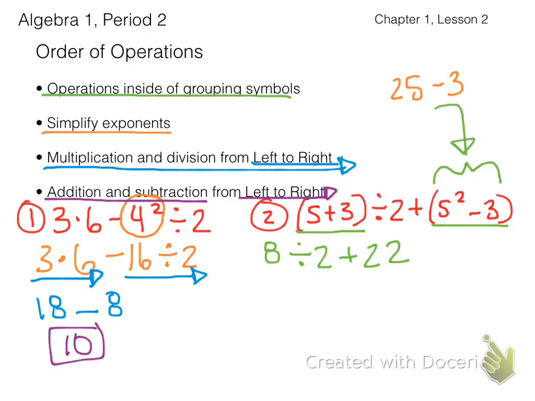Now I've simplified the grouping symbols and the exponents. So now I can move on to multiplication and division. I only have one set of division, that's 8 divided by 2, which is 4, plus 22, and last but not least is the adding and subtracting. So 4 plus 22 is 26. There we go. I hope that wasn't too hard.